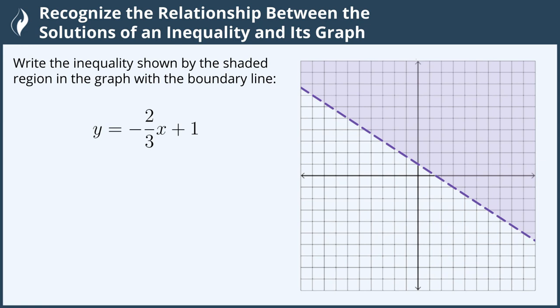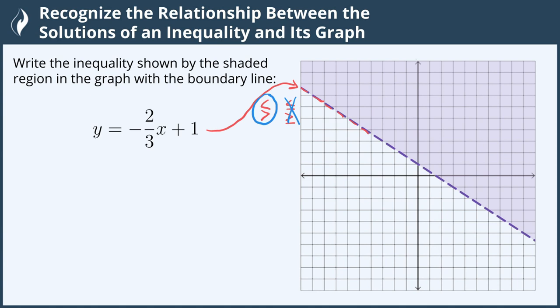We already have the graph of the boundary line here, but we'll note that it's a dotted or a dashed line. This means that the inequality represented in this graph is using either a less than or a greater than sign. If it were a solid line, it would be less than or equal to or greater than or equal to. But because ours is dotted, we don't need to worry about these, and we will only replace our equal sign with one of these inequalities.